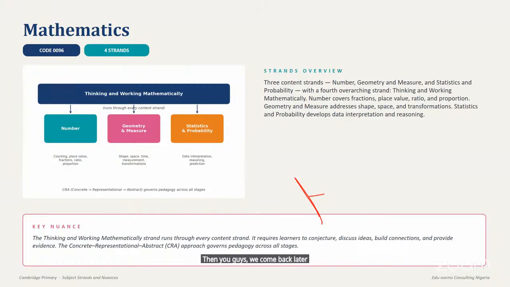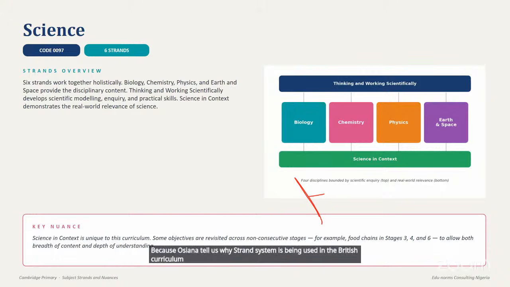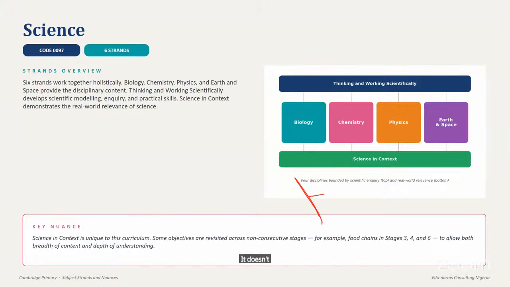And let's quickly jump to science. I will likely pause here and tell us why the strand system is being used in the British curriculum. It doesn't matter which of them. Now, for science, for now, I'm focusing on primary and lower secondary, and partly on upper secondary.